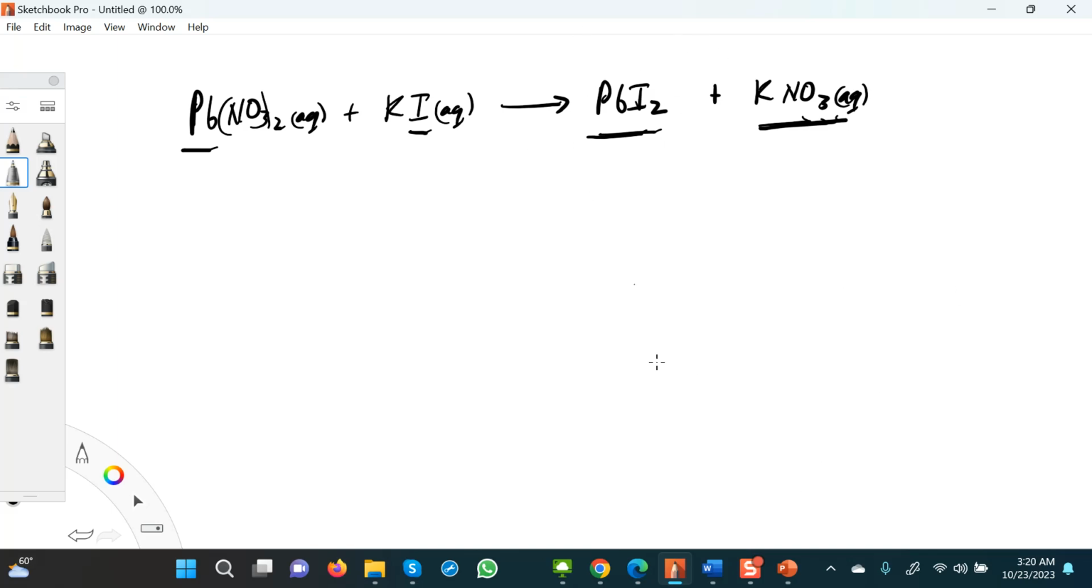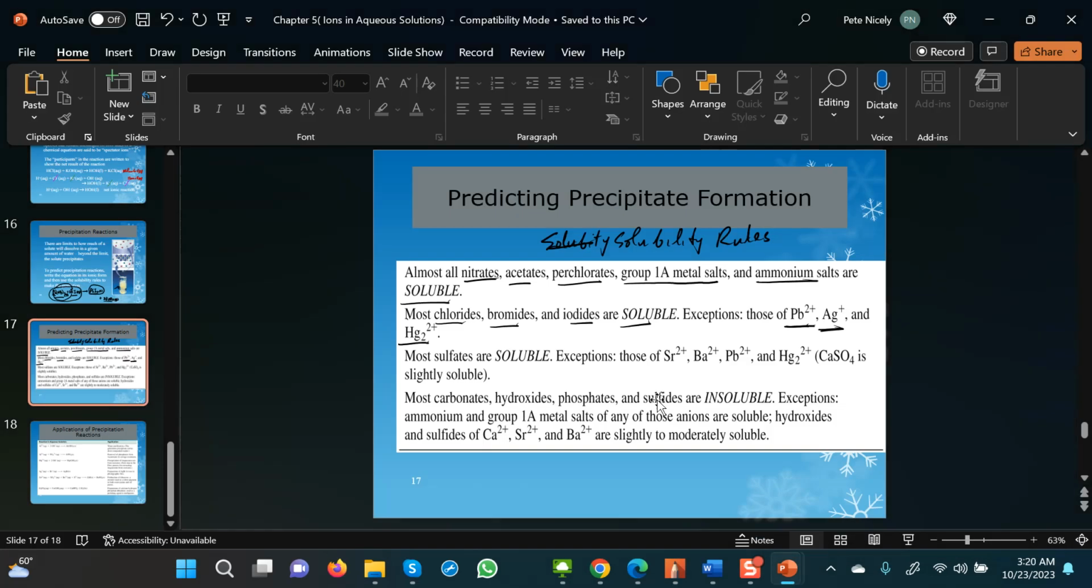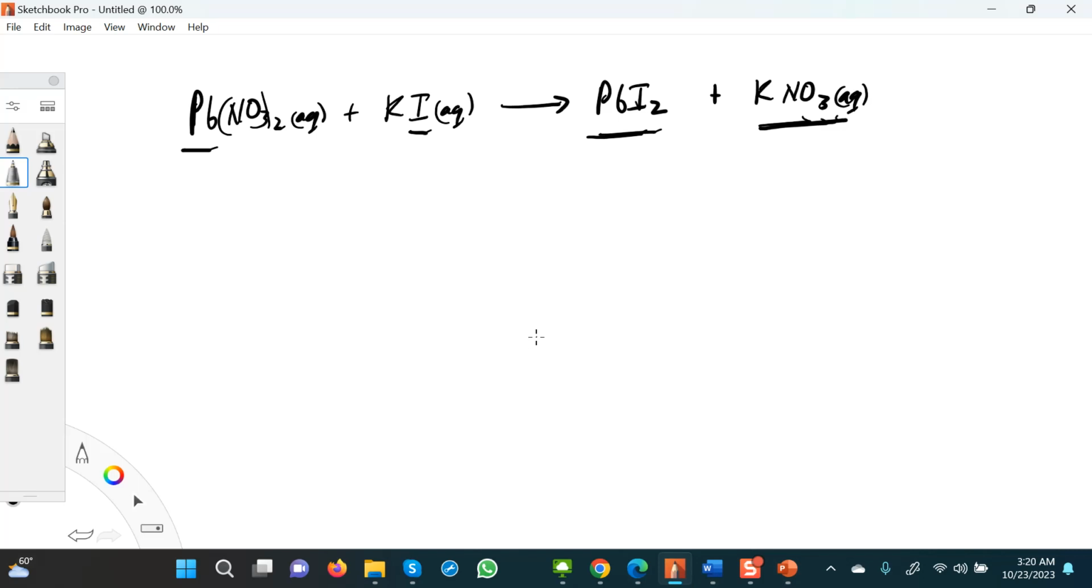Then now we look at the lead 2 iodide and see if we can make a prediction based on the chart here. And according to this, most iodides are soluble, but here we have an exception. The exception would be any of these ions combining with Pb2+, all right? So therefore, we know that lead 2 iodide will not be soluble in water, and because we know it's not soluble in water, we're going to put s for solid, meaning that a precipitate would form, all right? So that's basically how we make a prediction as to whether or not a precipitate will form, all right?